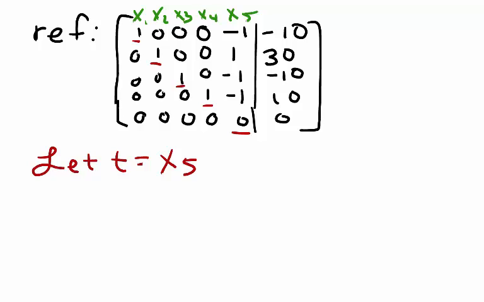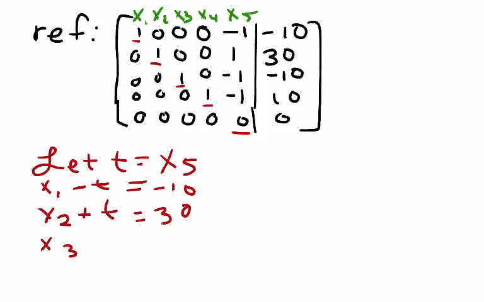So if x5 equals t, then we have x1 minus t equals -10, x2 plus t equals 30, x3 minus t equals -10, and x4 minus t equals 10, where x5 is equal to t.